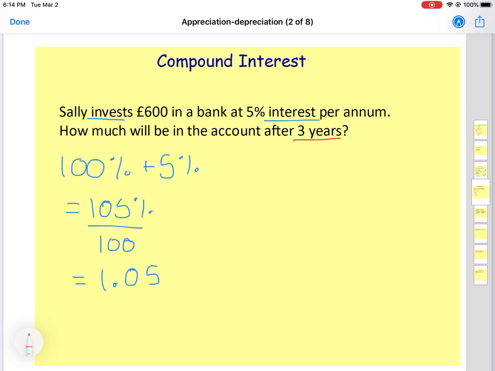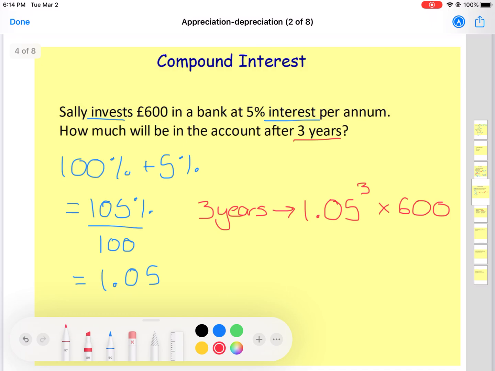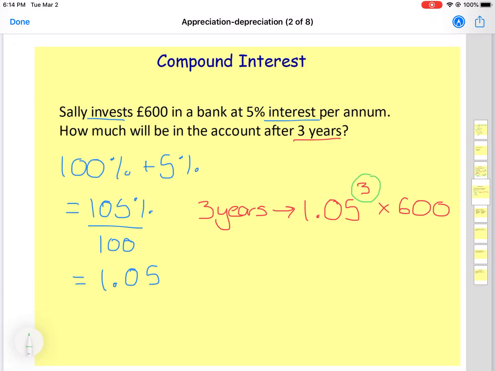So again, we may remember this from when we did it in class. I can find out how much will be in the bank account after 3 years by taking the multiplier, raising it to the power of 3, and then timesing it by the original amount. That 3 comes from the 3 years. So it's 5% every year for 3 years, which is why I raise it to the power of 3.